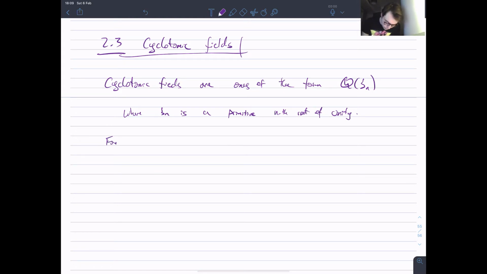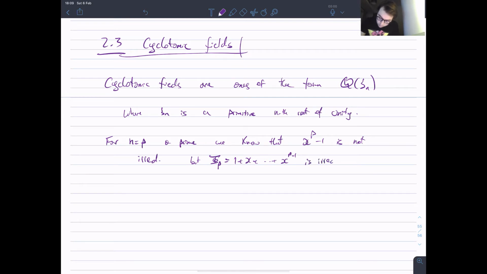So for n equals p, a prime, we know that x to the p minus 1 is not irreducible. We saw this in one of the examples, but we denoted Phi_p, which is 1 plus x plus ... plus x to the p minus 1, and this is irreducible. This is what you get when you divide this polynomial by x minus 1. The roots of this are the roots of unity that we care about.